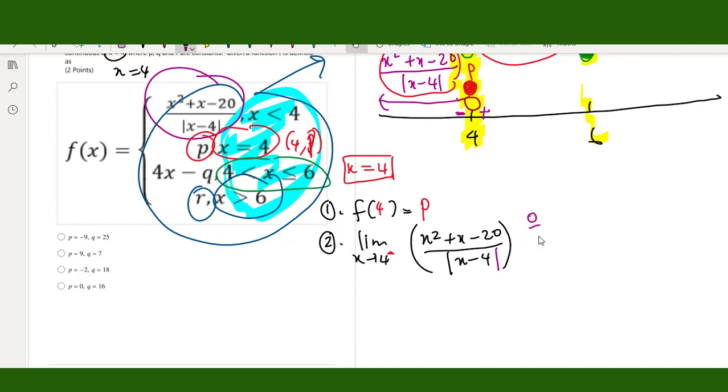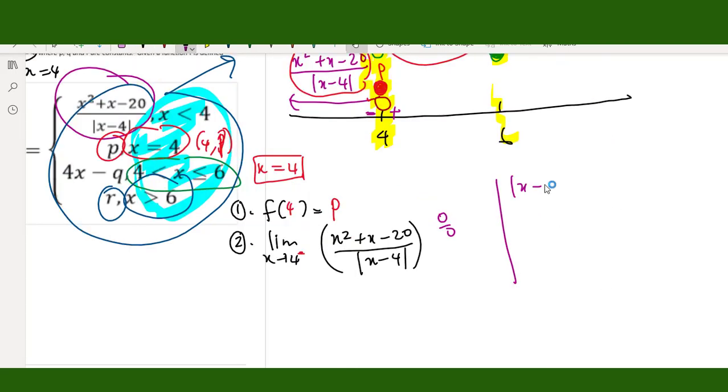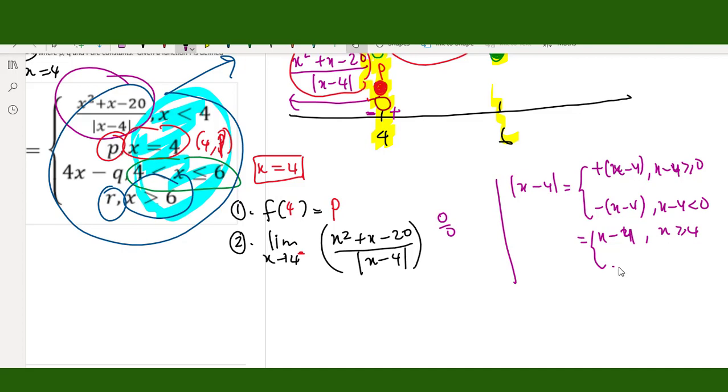And 4 minus 4 is 0. This is an indeterminate form and it involves a modulus, so you need to define the modulus. Modulus x minus 4: define it as positive x minus 4 when x minus 4 is more than or equal to 0, and negative x minus 4 when x minus 4 is less than 0. That is, x minus 4 when x is more than 4, negative x minus 4 when x is less than 4.